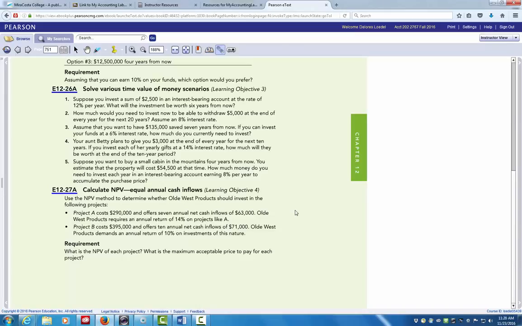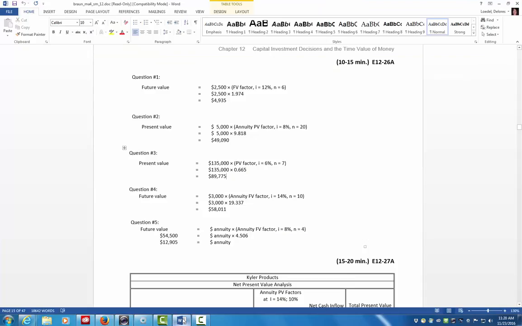So we're looking at future value and we're also looking at an annuity. So future value of an annuity. Future value factor of an annuity at 14% for 10 periods. So investing that $3,000 every year for 10 years gives us $58,011.